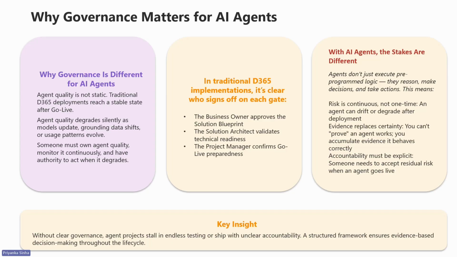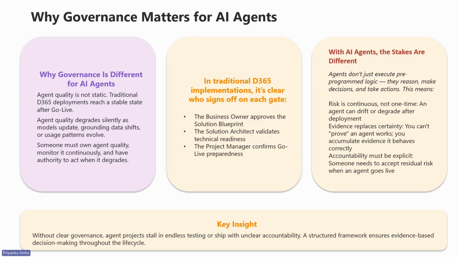So before we talk about evaluations, we need to understand why governance matters specifically for AI agents and why it looks fundamentally different from what we are used to in traditional D365 implementation. In a classic D365 project, quality is largely deterministic. You configure a form, write a plugin, test it, and once it passes, it stays passed. The system reaches a stable state after go live, but agents are different.